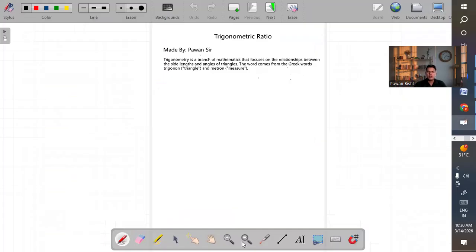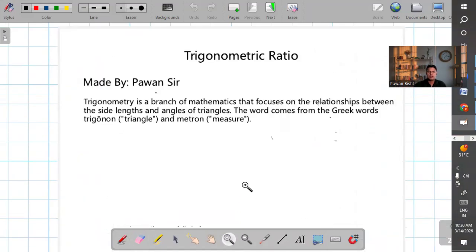If we talk about the definition of trigonometry, it is a branch of mathematics that focuses on the relationship between the side lengths and the angles of triangles. The word comes from the Greek words trigonon, meaning triangle, and metron, meaning measure, right? Now, since I'm making videos for all the boards, I will tell both methods of how to find trigonometric ratios in IGCSE and how to find them in CBSE and ICSE.